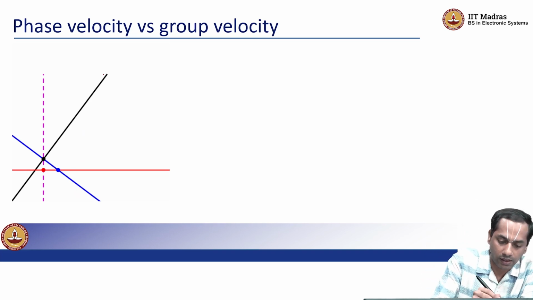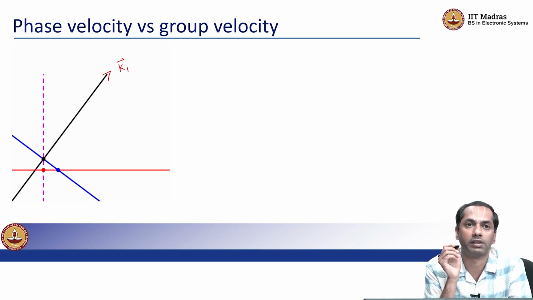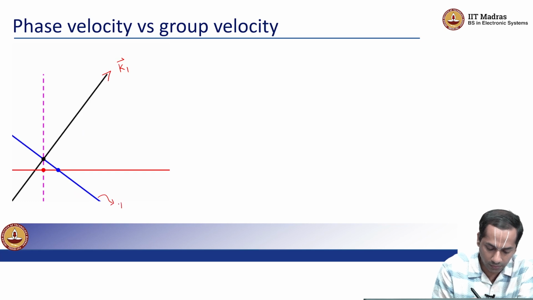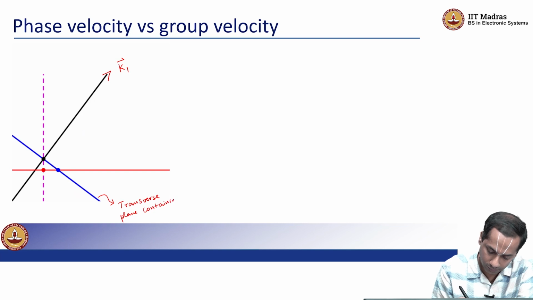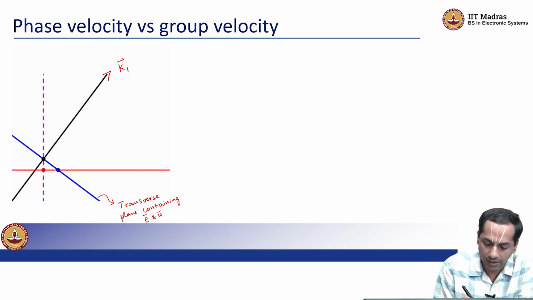So here I basically have, let's call this black line a representation for the direction of the k vector of a plane wave, right? And this is the transverse plane containing E and H. So the red line indicates the direction of propagation.